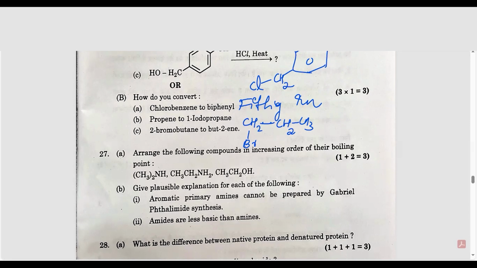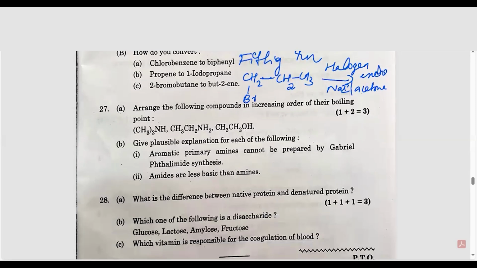So this is only 1-bromopropane, right? We want iodopropane. So what you have to do? A halogen exchange reaction, that is NaI in the presence of acetone. NaI in the presence of acetone. You will be getting 1-iodopropane.